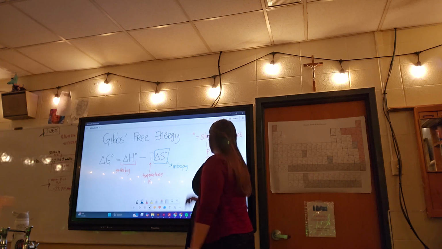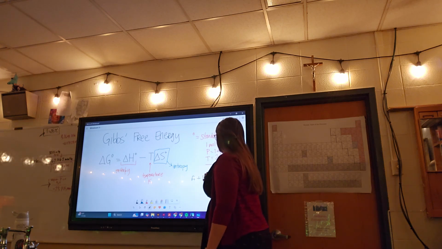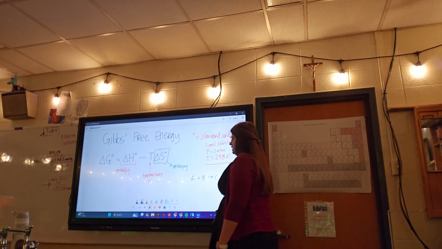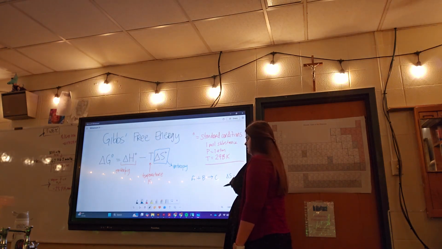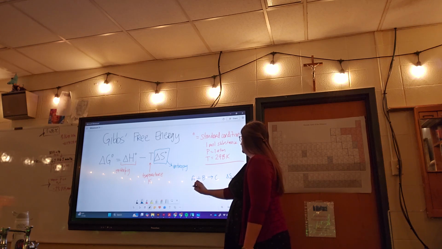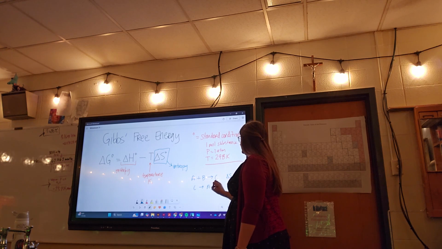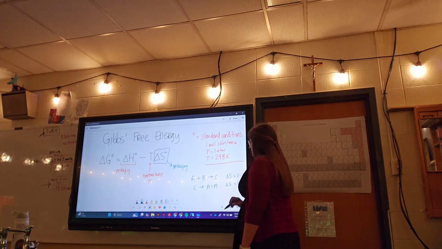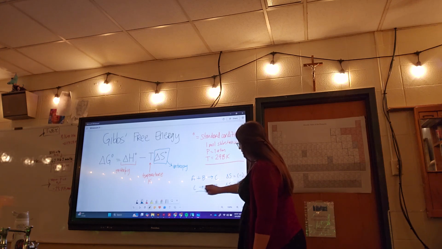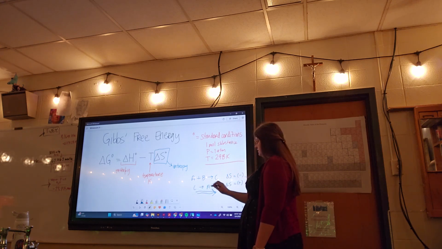So if you are a reaction that looks like a combination reaction, your delta S would be negative because it would be non-spontaneous. And if you had the opposite, delta S would be positive. The reason for this is because here disorder is increasing. You have a greater amount of particles.